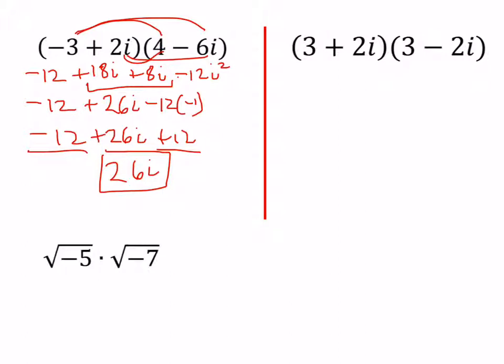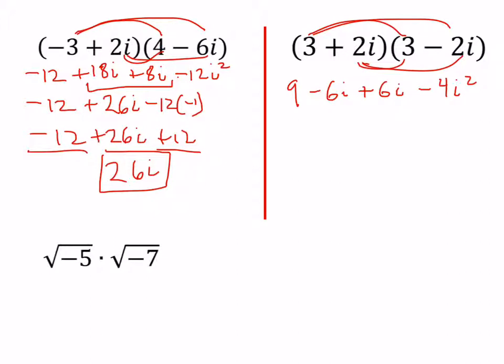Well, what if we have 3 plus 2i and 3 minus 2i? Let's distribute that out. We get 3 times 3 is 9. We get 3 times -2i, that's going to be -6i. And a positive 6i. And a -4i squared. So these here cancel out. And this is -4 times -1, because i squared is -1, which is a positive 4. And we end up with 13.